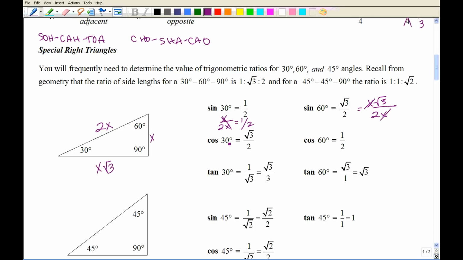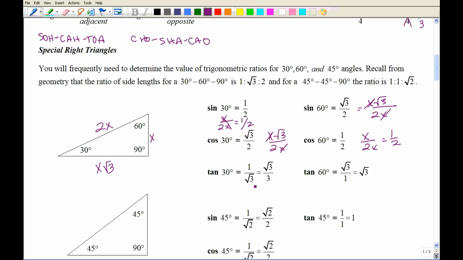We have cosine of 30. Cosine is adjacent over the hypotenuse. So we have the square root of 3 over 2. Cosine of 60, its adjacent would be x. Opposite and adjacent all depend on which angle you're looking at. So adjacent to the 60 would be x over the hypotenuse of 2x. That reduces to 1/2, and so on.